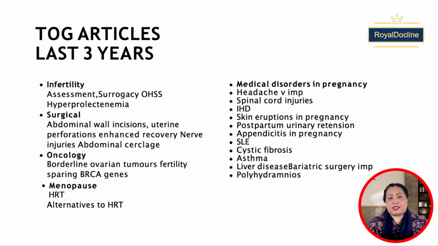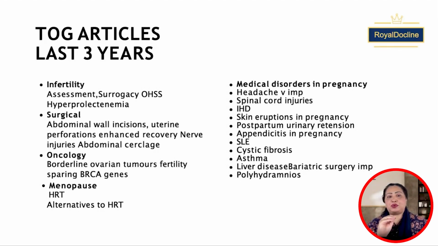Here come the TOG articles. I would say that after doing all the guidelines, you should go through the TOG articles, and many TOG articles you will also do with the topics. For example, we will see how, but at least you should read the last 3 years of TOG articles. Or if something is very important from the last 10 or even 15 years, you can go through that. So let's see, for example, infertility.